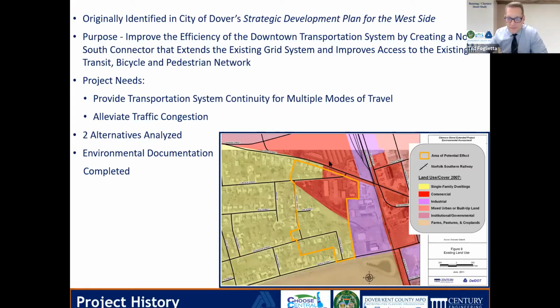So this was reviewed back in 2000. The needs at the time were similar: provide a transportation system for continuity and alleviate traffic congestion. At that time, two alternatives were analyzed, and environmental documentation was completed by Century in 2007. So it's got a long history, but since funding wasn't available to construct it, it kind of sat on the shelf, and it was just recently restarted.